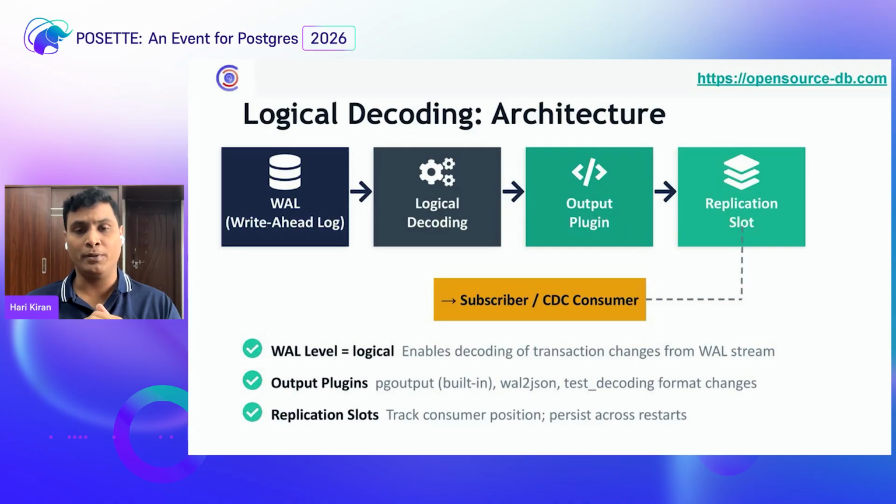Next comes the output plugin, right? This is where the decoded changes get formatted for consumption. Postgres ships the output plugin called pgoutput. And this is the default plugin used by the native logical replication. But there are alternatives like wal2json, which formats the changes as JSON, which is popular in CDC pipelines. And test_decoding is another popular plugin which is useful for debugging the changes that are happening on the primary systems.